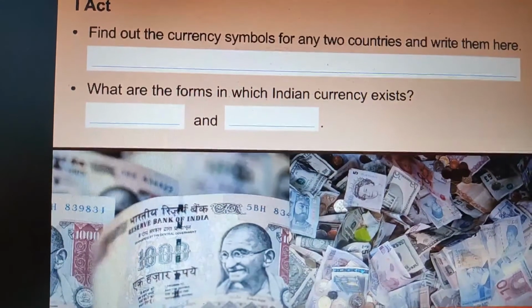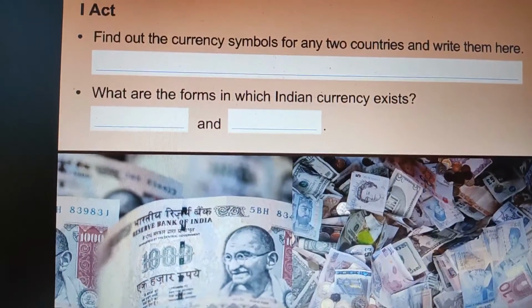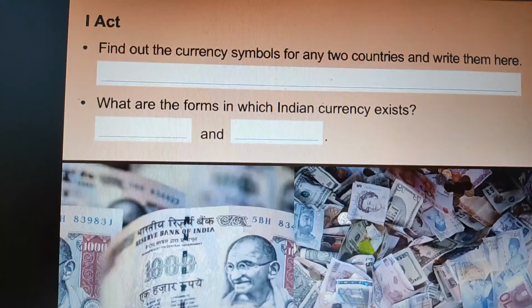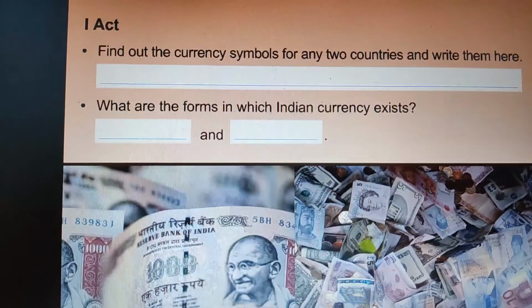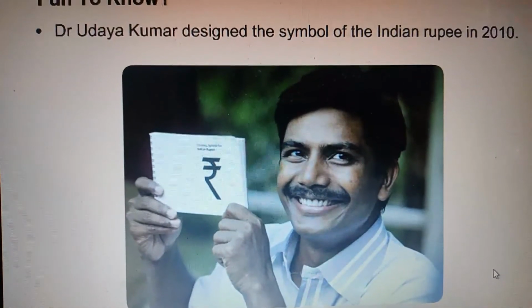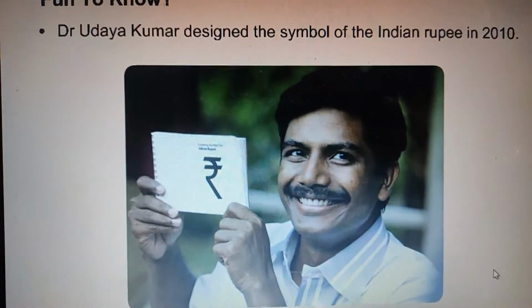What are the forms in which Indian currency exists? The forms in which Indian currency exists are paper notes and coins. Dr. Uday Kumar designed the symbol of the Indian rupee in 2010.